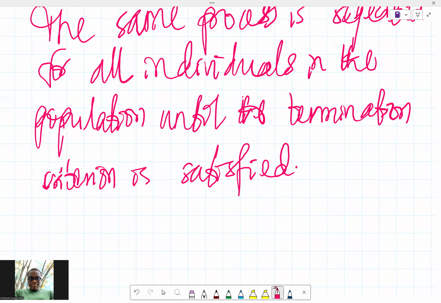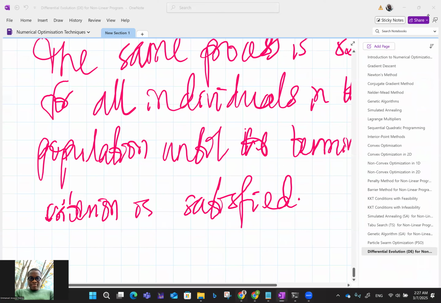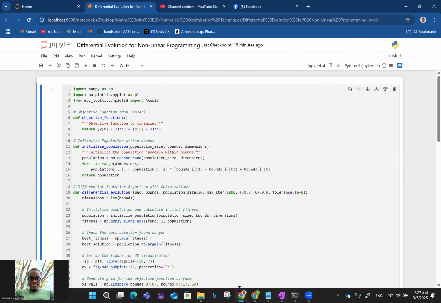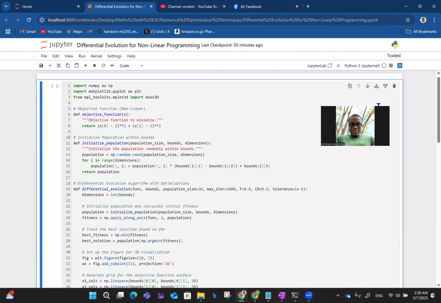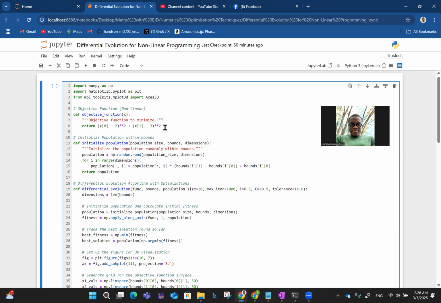All right, knowing that this can be pretty tedious, Python always comes to the rescue. So look at this now. We have differential evolution for nonlinear programming, and here we're using Matplotlib, and we have some 3D visualization since we're working with X1 and X2 and want to see a three-dimensional kind of picture. The function is defined in line 8, as you can see: x1 minus 2 squared plus x2 minus 3 squared. Of course, for Python, counting starts from 0. That's why we have x of 0 minus 2 squared, like that. Then we initialize the population randomly within bounds. That's what's happening around here.